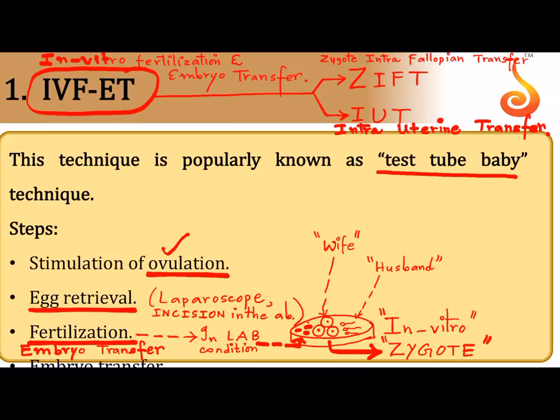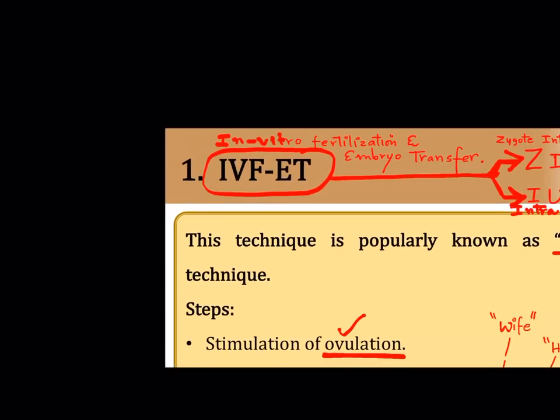And now for embryo transfer, there are two methods. One is called ZIFT and one is called IUT. So remember, the two variations of in vitro fertilization and embryo transfer are the zygote intrafallopian transfer and intrauterine transfer, which we are going to discuss now. Okay, so I hope it is clear.